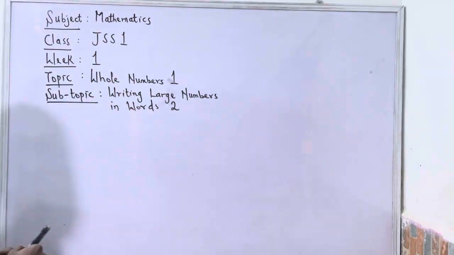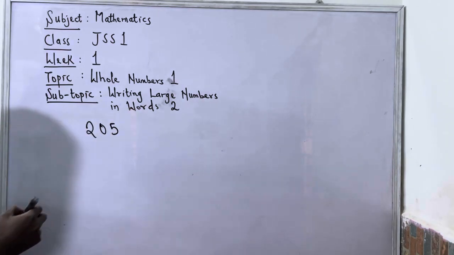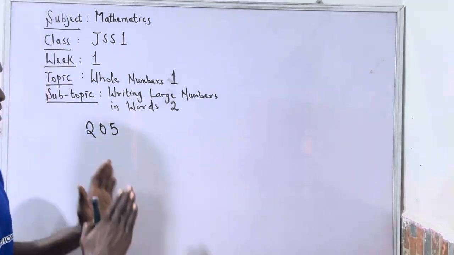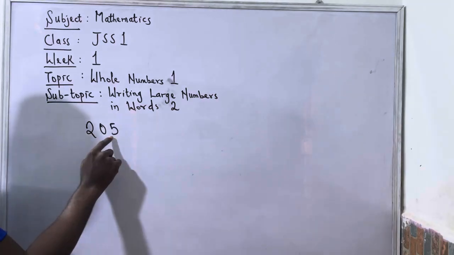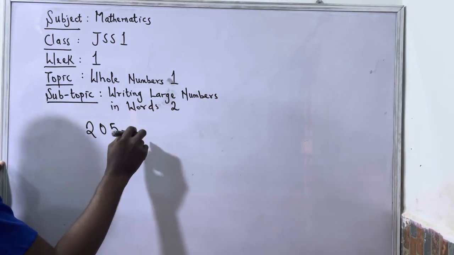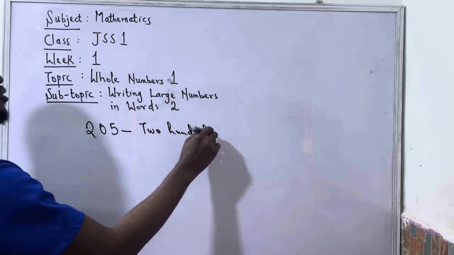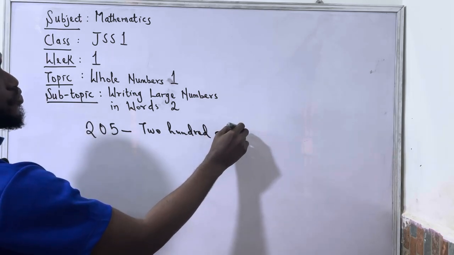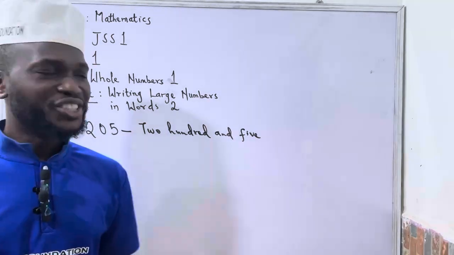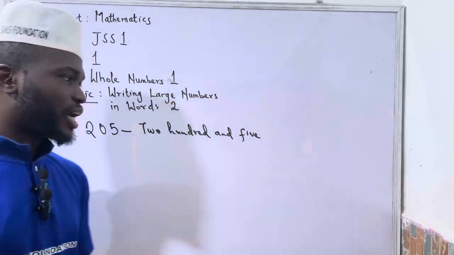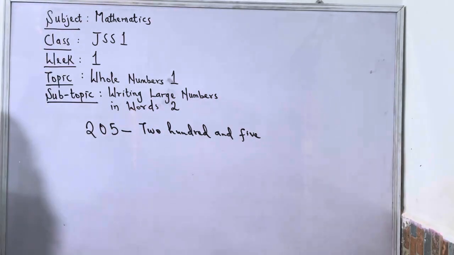Now, if you have something like this, it is still very easy. Everybody can pronounce this. This is 205. So this zero in the middle does not really confuse many people. Now, let's proceed and see other ones that might look very tricky.